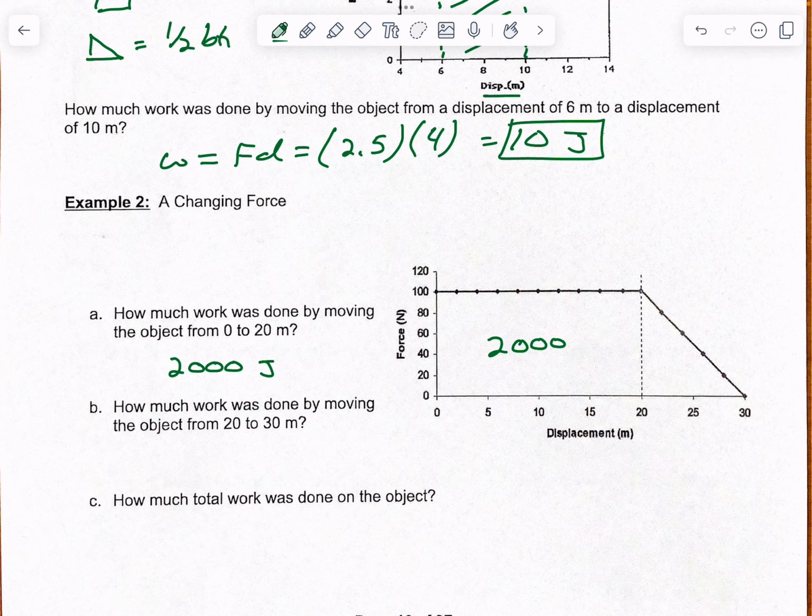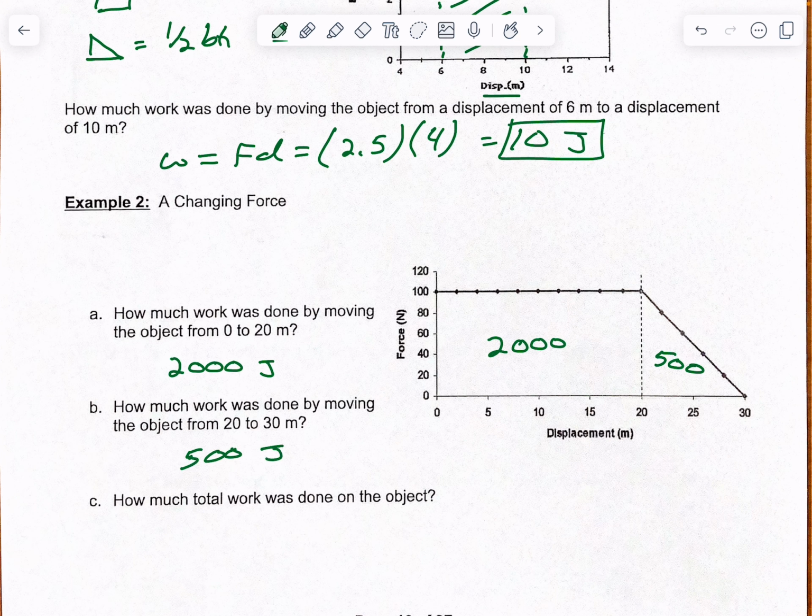How much work was done by moving the object from 20 to 30 meters? Okay, so now I have to figure out how much that triangle was worth. So I have a base of 10, a height of 100. So 10 times 100 is 1,000. Half that, since it's a triangle, makes this 500. So your answer for part B would be 500 joules.